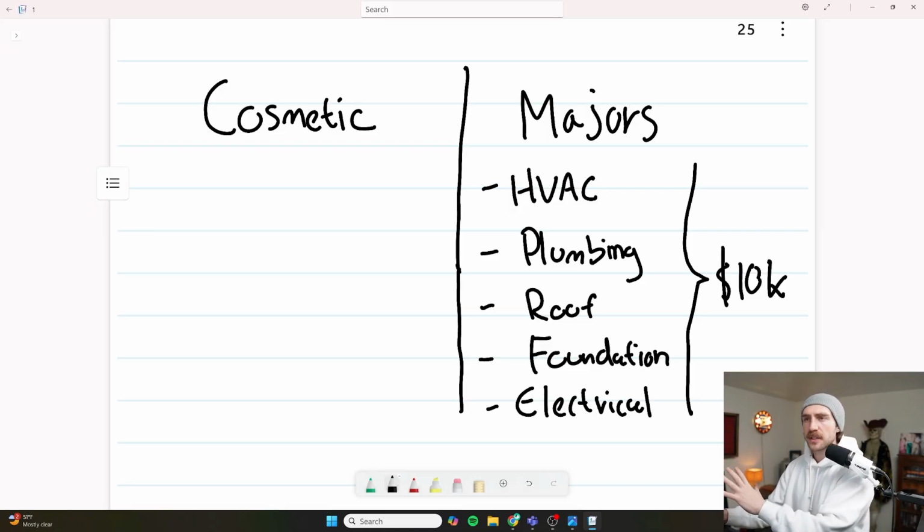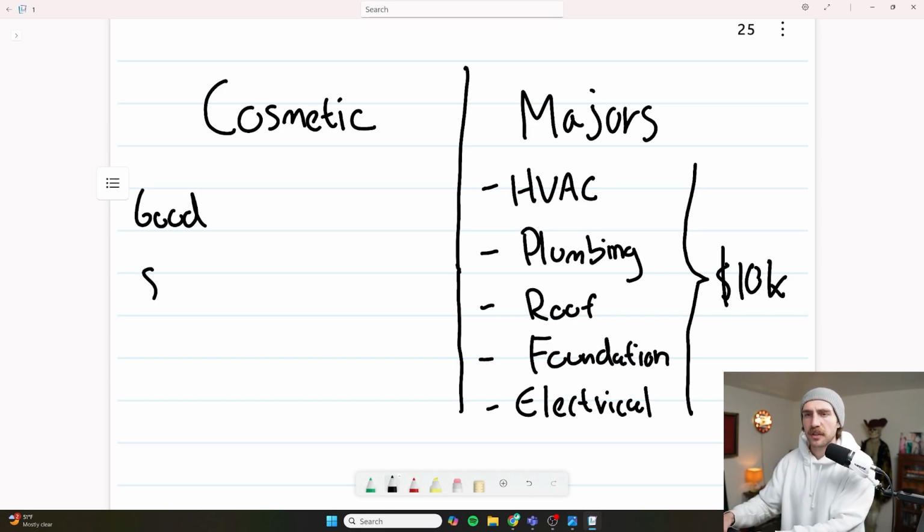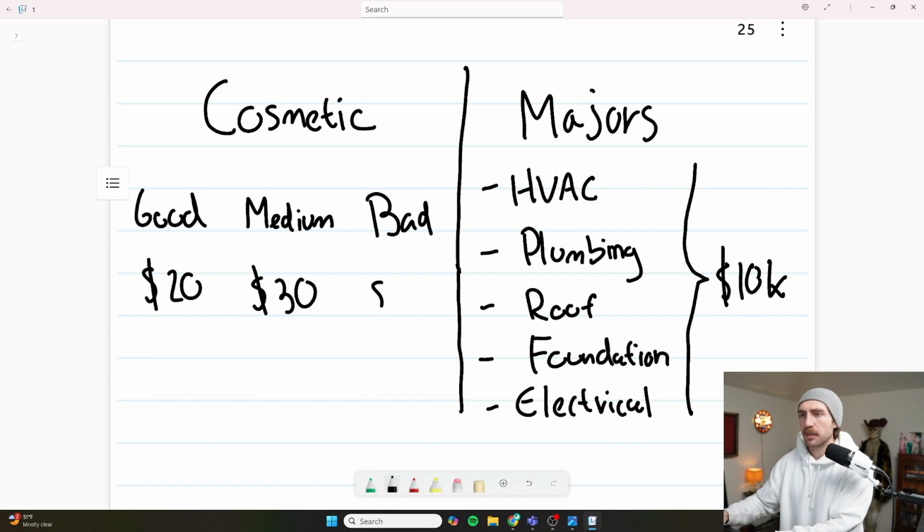Now that we talked about majors, let's quickly talk about cosmetics. What I like to do, and guys, this is really location dependent, is really going to depend on your state, but it works great here in Texas and it works great in most states. Here we go. For properties in good condition, we're going to budget $20 a square foot. In properties in medium condition, guys, we're going to budget $30 a square foot. And in properties in bad condition, we're going to budget $40 a square foot. This is price per square foot.